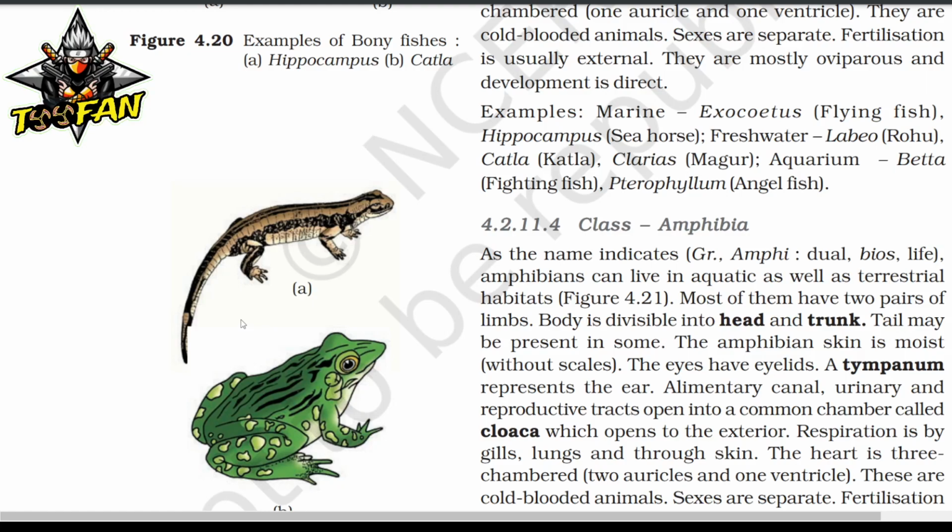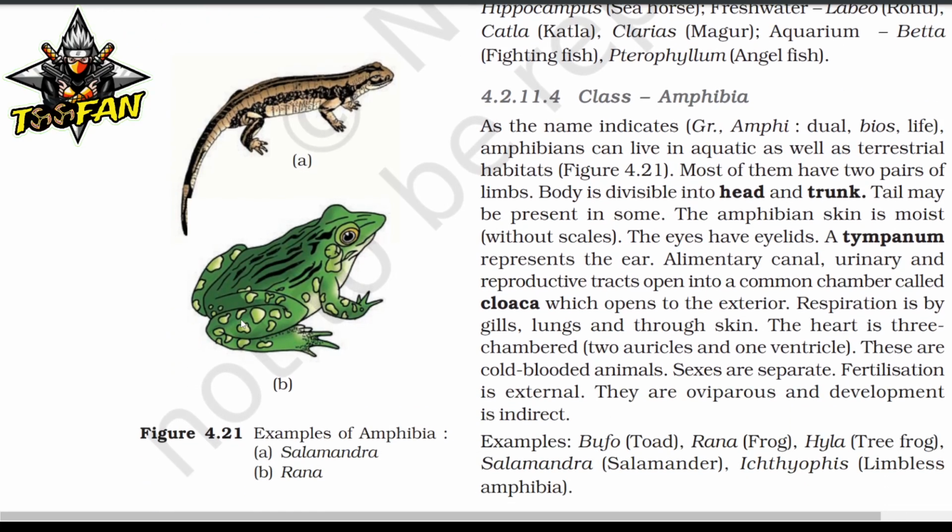The amphibian's skin is moist without scales. The eyes have eyelids. A tympanum represents the ear. Alimentary canal, urinary and reproductive tract open into a common chamber called cloaca, which opens to the exterior. Respiration is by gills, lungs and through skin.